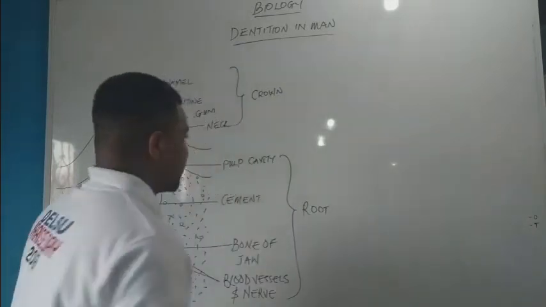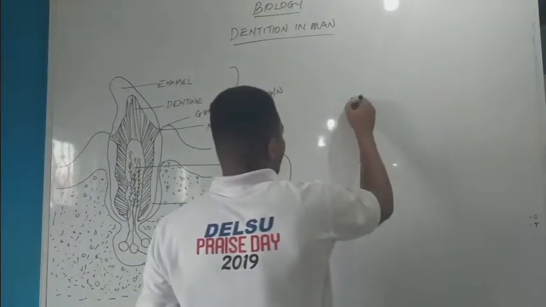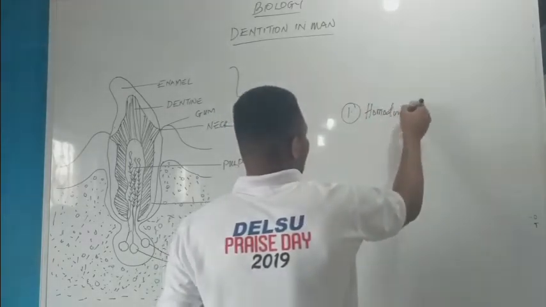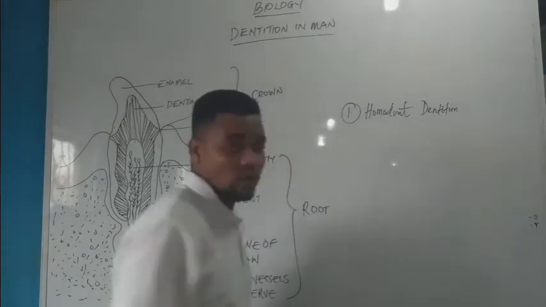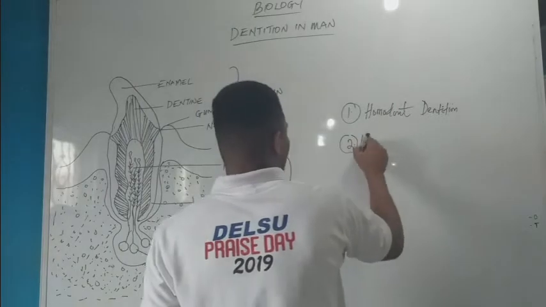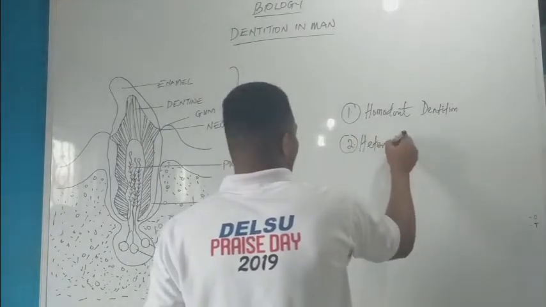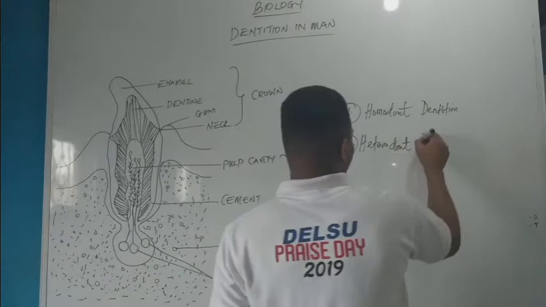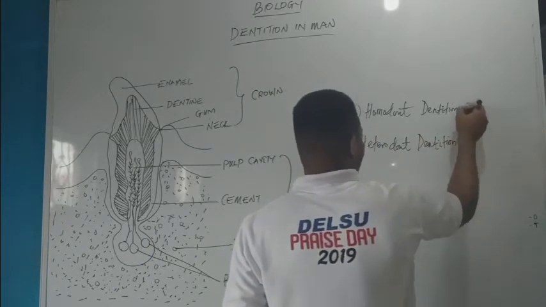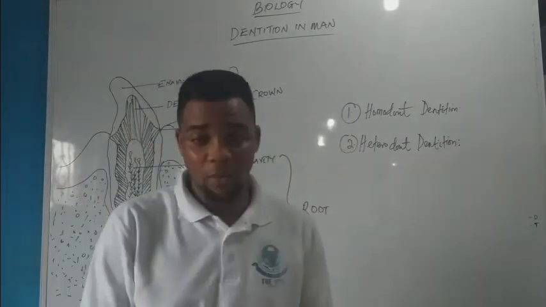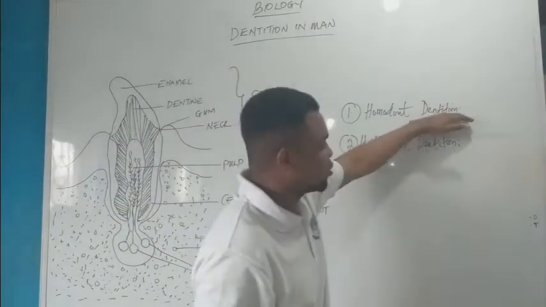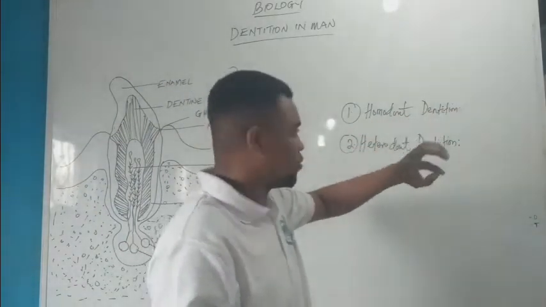Now, basically we have two types of dentition. The first one is known as the homodont dentition, also known as same type dentition. Then the second one is the heterodont dentition, which is known as different type dentition. That's in layman's language.